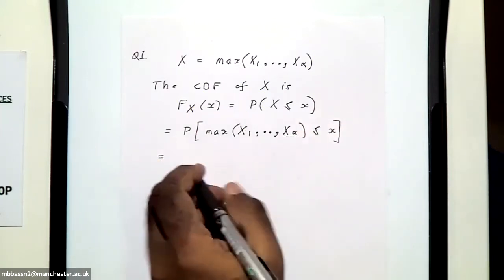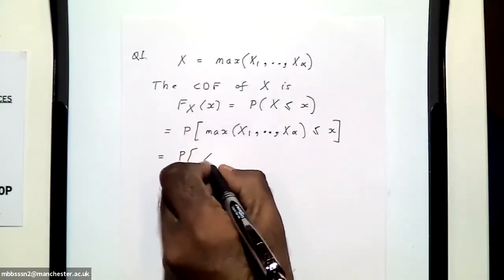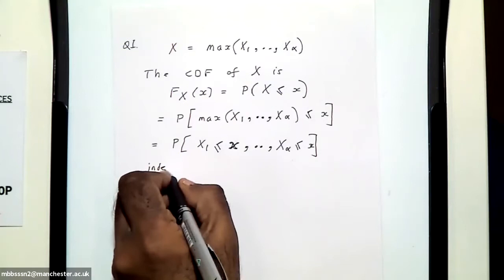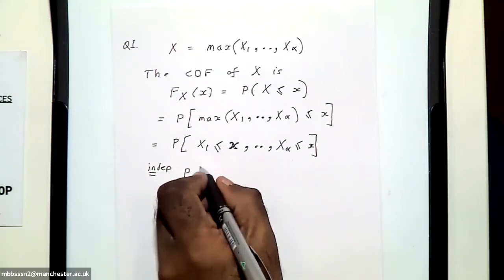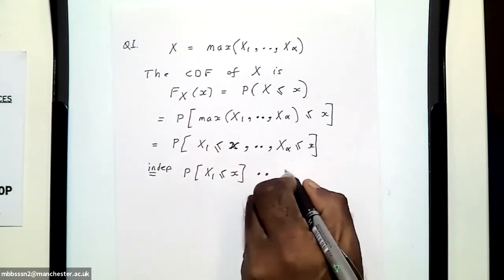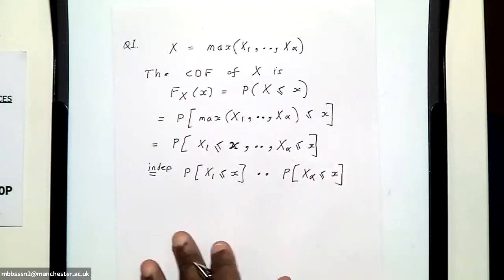Because the maximum is less than or equal to x, each of the random variables has to be less than or equal to x. Now, because of independence, you can write this as the probability that x1 is less than or equal to x, all the way up to the probability that x alpha is less than or equal to x.